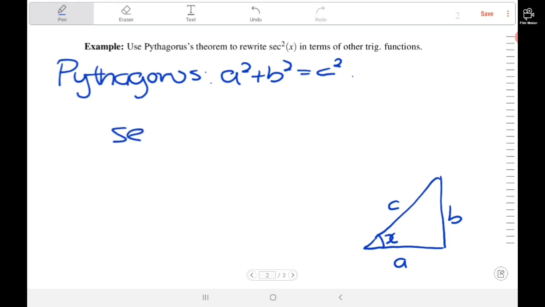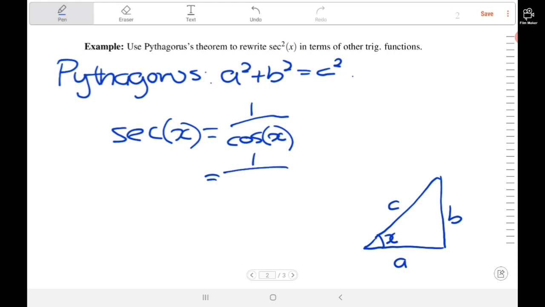So what do we know about sec of x? Well, we know it's 1 over cosine, and that puts it in terms of a trig function that we're probably more accustomed to relating to right-angled triangles. So cosine, well, we know this is the adjacent side over the hypotenuse. So the adjacent side in this case is length a, and the hypotenuse has length c. So if we rewrite this, we find that sec is c over a.